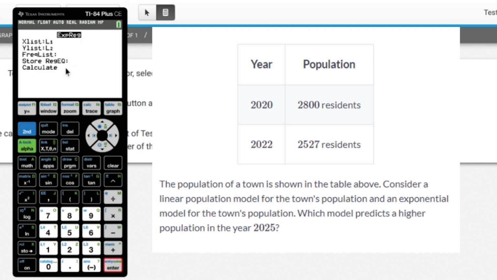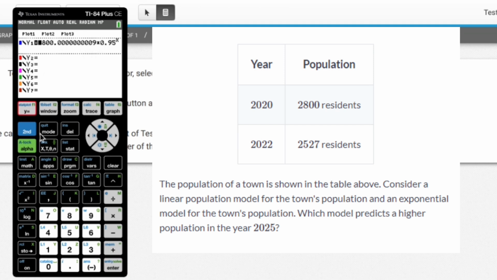I am going to use this equation and plug in 5. So I'm going to go down to the store regression equation, hit vars, go to y vars, function, and now it's going to store that in y sub 1. So I'm going to calculate it. Boom. When I hit y equals, there's my equation right there with its unnecessary decimals.